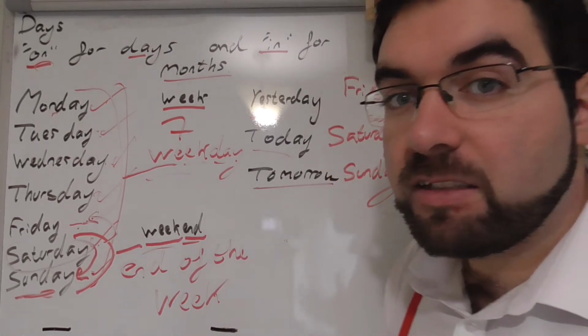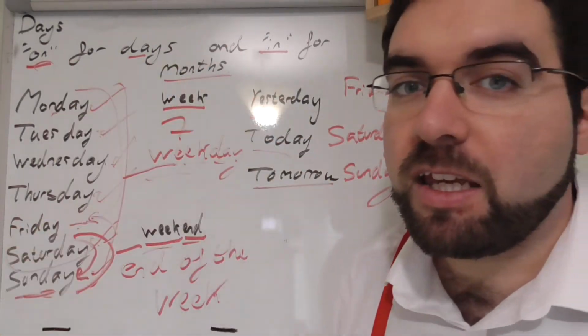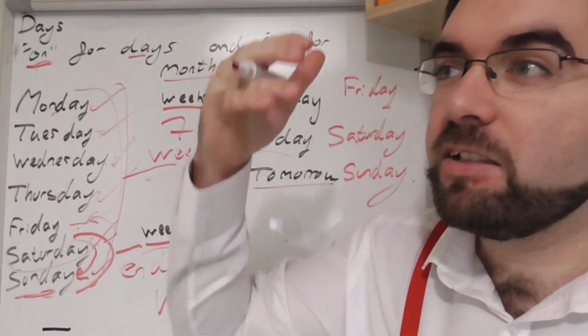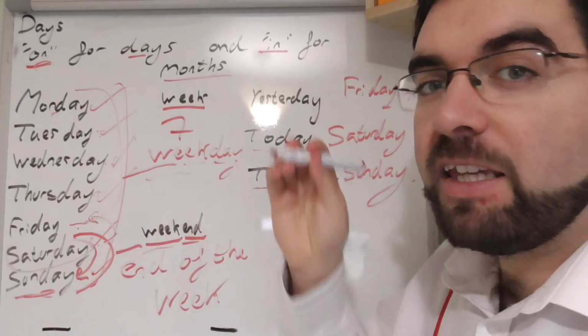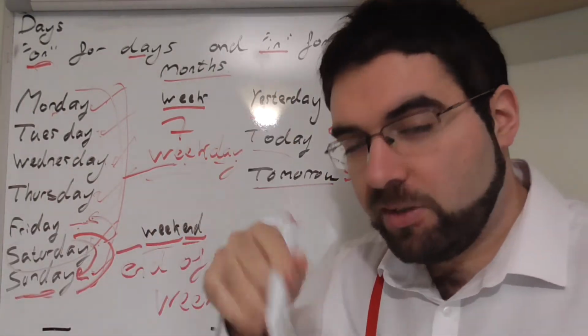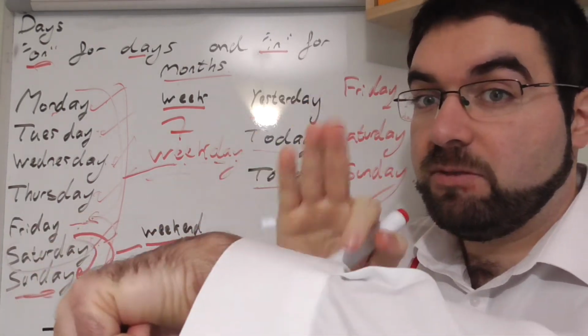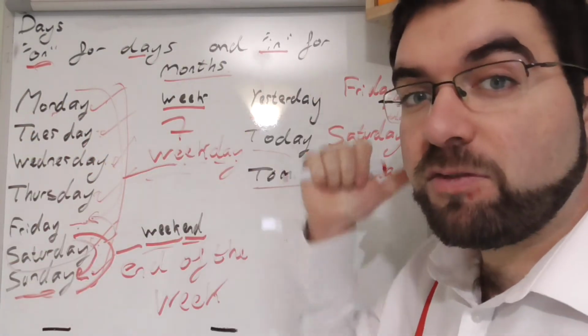So what day is it? Today is Monday and tomorrow is Tuesday. Yesterday was Sunday. Makes sense. Today is Thursday. Yesterday was Wednesday. Tomorrow is Friday. How cool is that? But really, today is Saturday. So tomorrow is Sunday and yesterday was Friday.